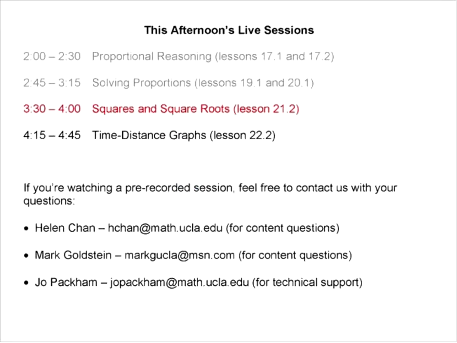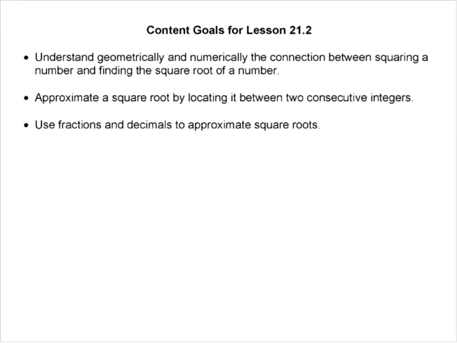What I'd like to do now is quickly go over the goals for lesson 21.2. In this lesson, we'll be linking the geometric concepts of side length and area of a square to algebraic concepts of squares and square roots of numbers. We're also going to be approximating the square root of a whole number by locating it between two consecutive integers. Then we're going to use fractions and decimals to close in on that approximation.